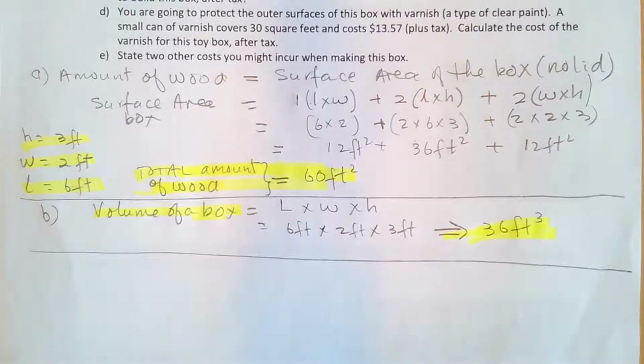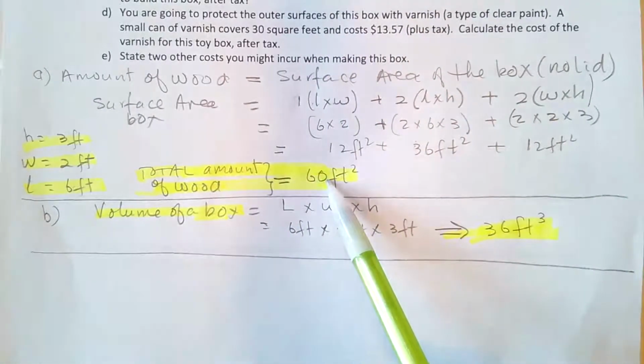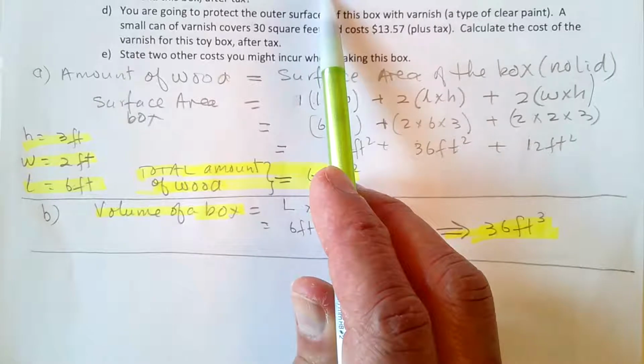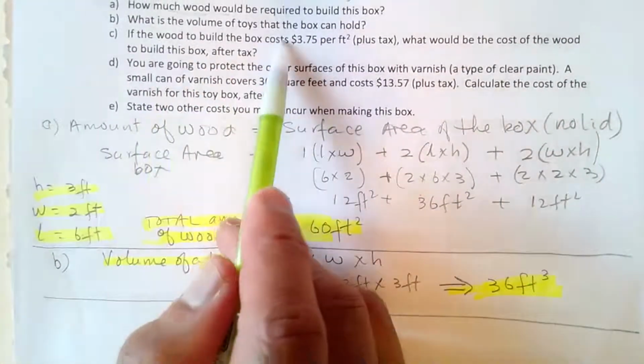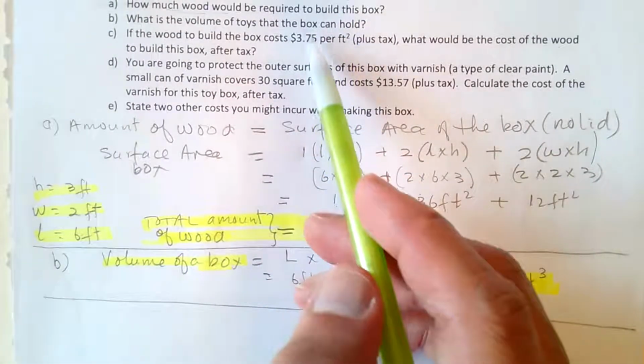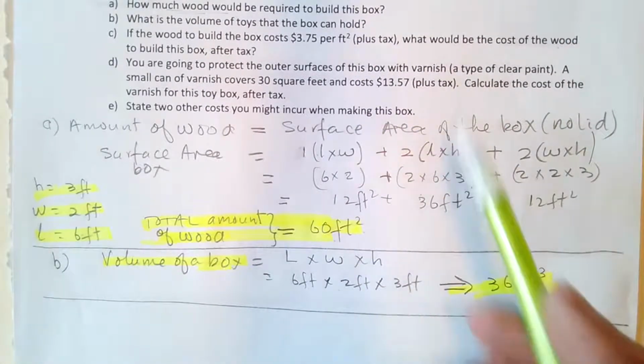For C, if the wood to build a box costs $3.75 per square foot plus tax, what would be the cost of the wood to build this box after tax? So the cost of the wood to build the box would be the surface area of the box, and we already have it in square feet, multiplied by the cost per square foot, plus 12% tax. As long as you have consistent units, we don't have to do any conversion.